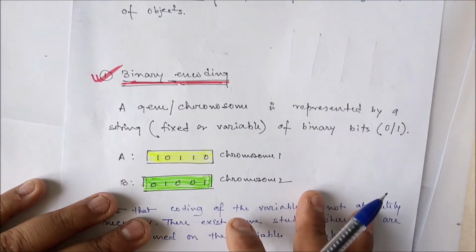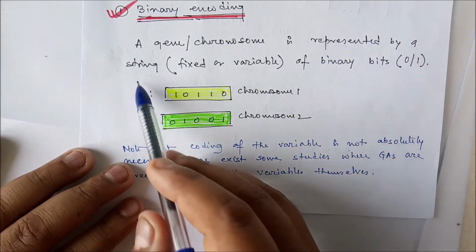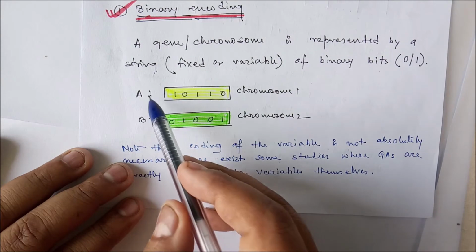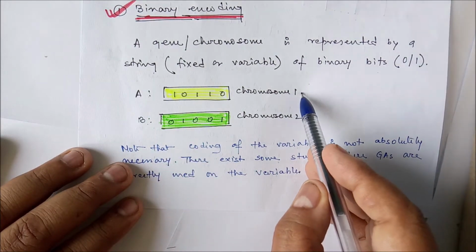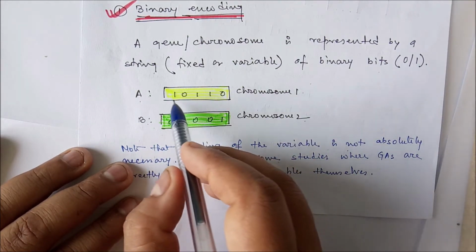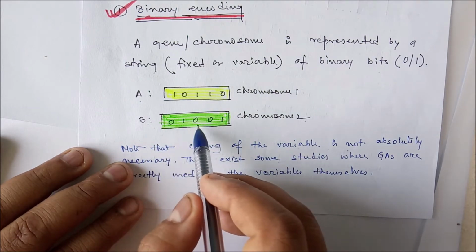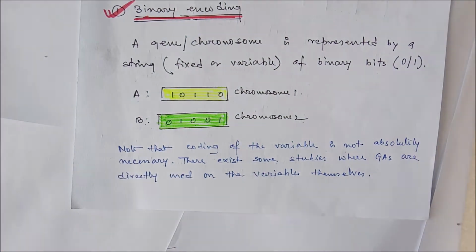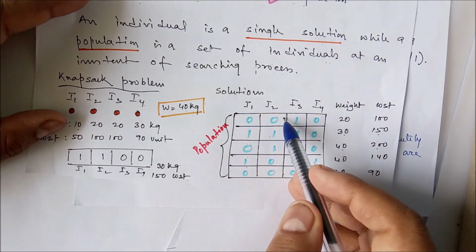The first one is binary encoding. A gene or chromosome is represented by a string of binary bits, 0 and 1. Two individuals are there, individual A and individual B, so two solutions, chromosome 1 and chromosome 2. Chromosome A is 10110, and B is 01001. Here in this case, we have used binary encoding.